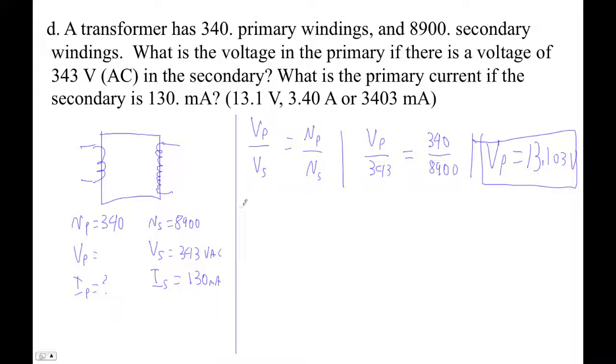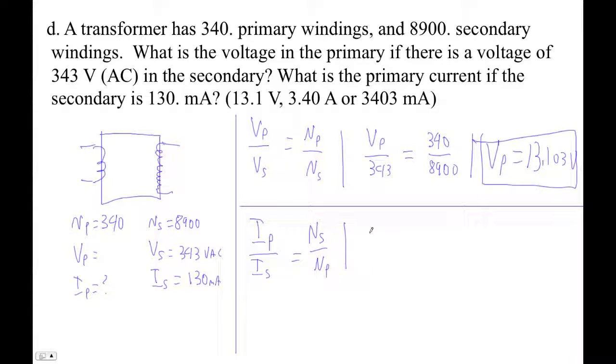Right? And now let's find the current, right? We're going to have way more voltage in the secondary and a lower voltage in the primary. So in the primary, we have to have a lot more current, right, if we got more voltage in the secondary. So let's just set this up. I primary over I secondary is going to be N secondary over N primary. There's some formula that's kind of like this, right?